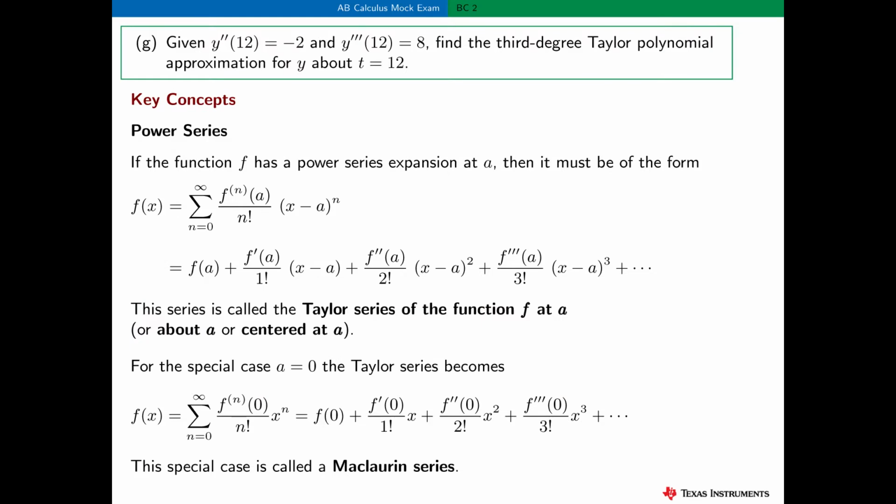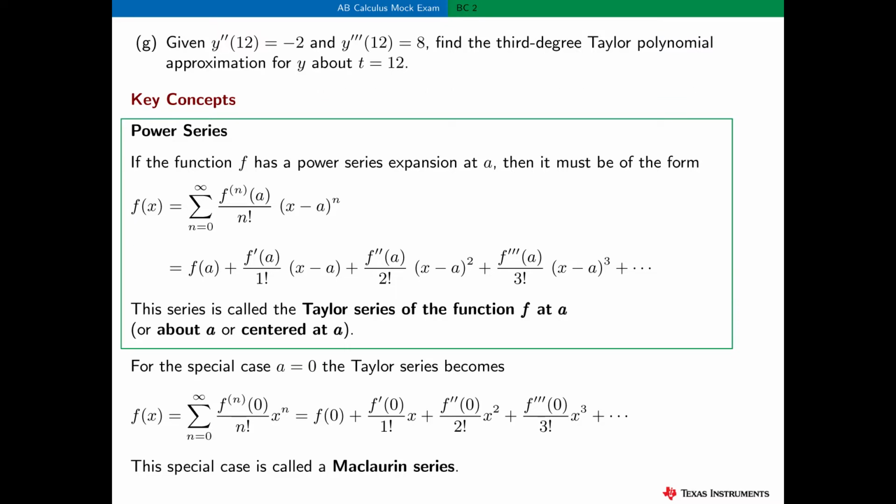In Part G, we're given values for y double prime of 12 and y triple prime of 12. And we need to find the third-degree Taylor polynomial approximation for y about t equal 12. Now, we could probably spend 2 months talking about Taylor series and Maclaurin series, but here's the basic concept needed to solve this problem. It says that if a function f has a power series expansion at a, then it must look like this. This is the Taylor series of the function f centered at a.